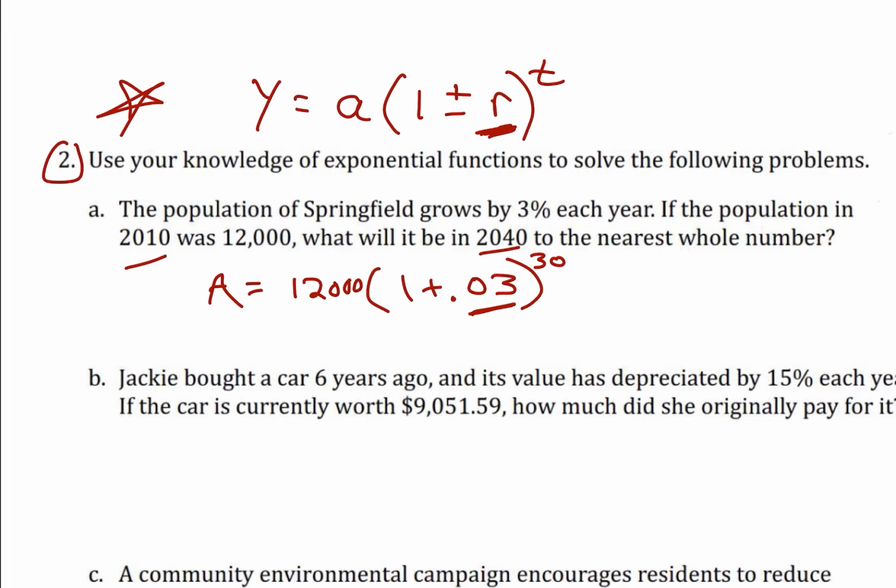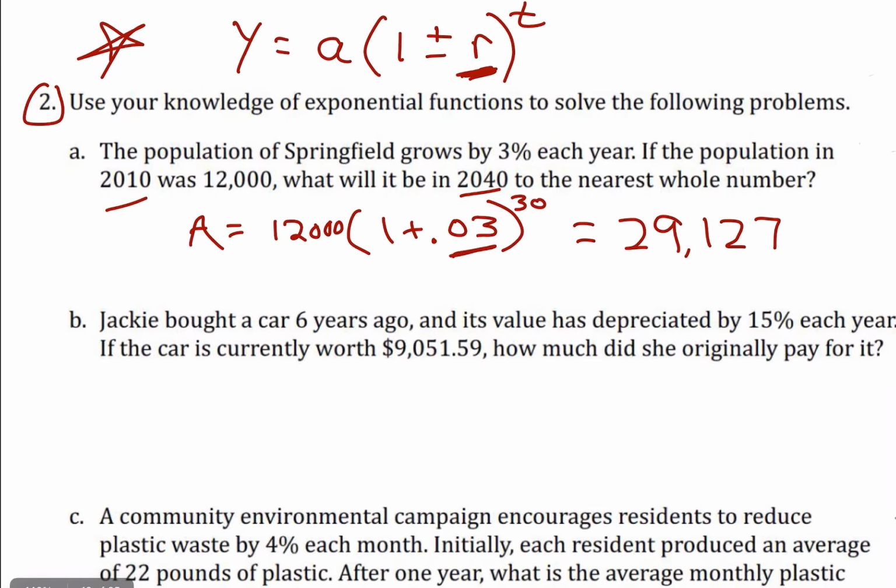The great news is you can now just enter this right into your calculator: 12,000 times the quantity 1 plus 3 100ths, sometimes referred to as 0.03, but technically it's 3 over 100, raised to the 30th power. What you should get when you enter all that into your calculator, rounded to the nearest whole number, is a population of 29,127 people.